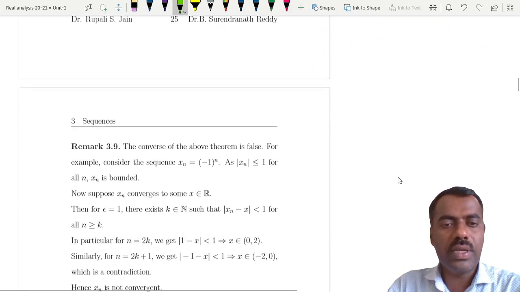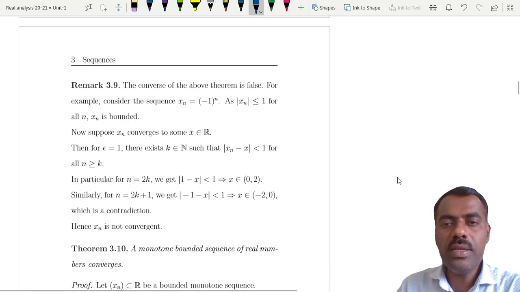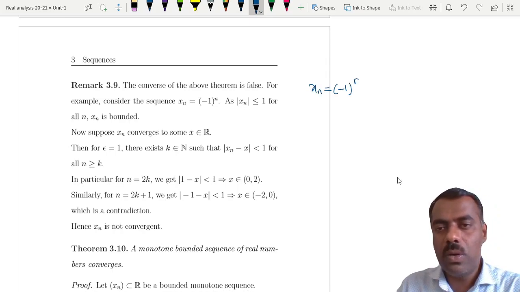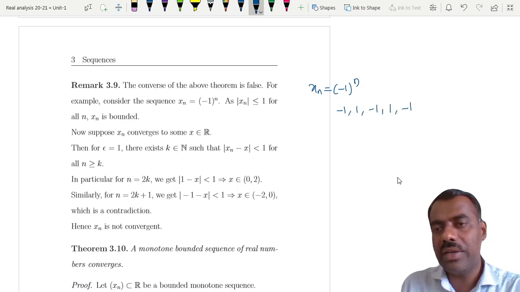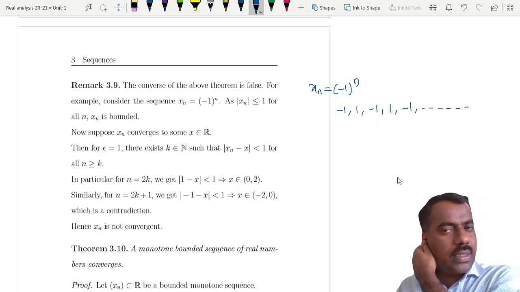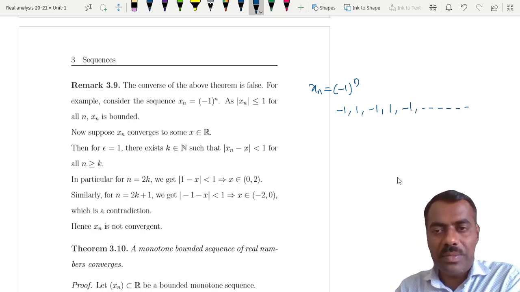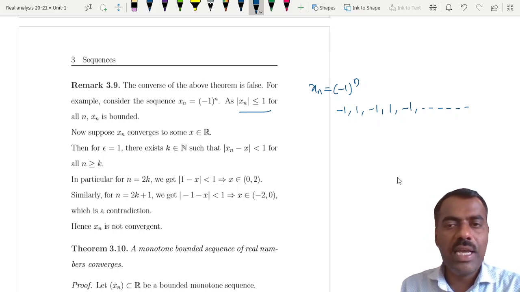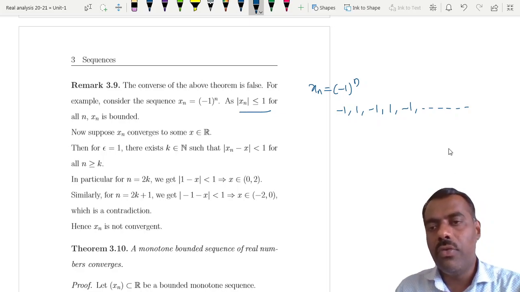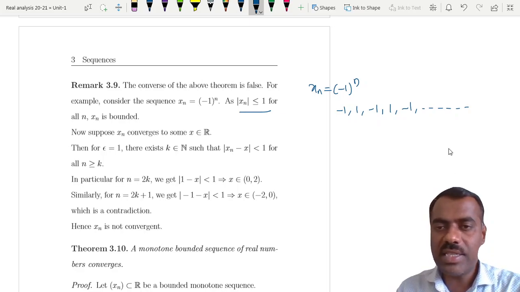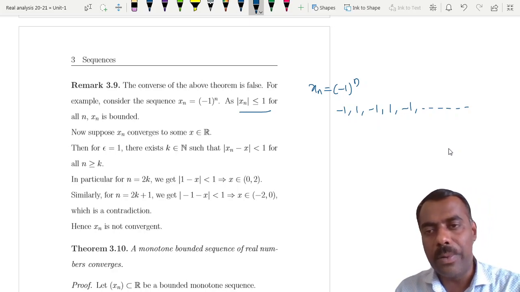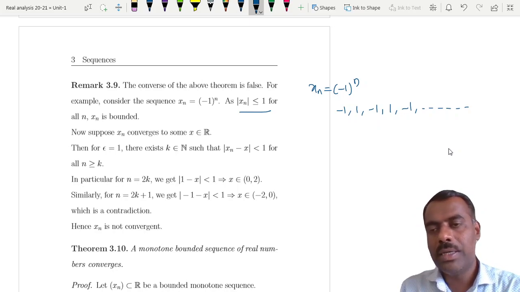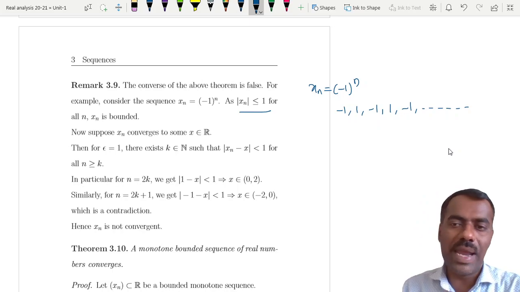You can see an example here. If you take xn equal to minus 1 whole power n, how do the elements look? First one is minus 1, 1, minus 1, 1, alternating values. Obviously it is a bounded sequence because 1 is an upper bound, so there is no problem of boundedness. But you can see that after any stage the elements are not converging to any point. Sometimes they are close to 1, but once they are close to 1 immediately they are close to minus 1.